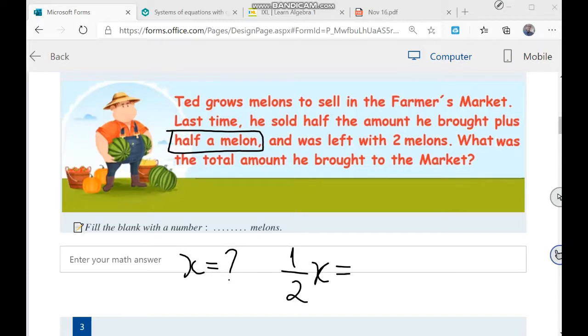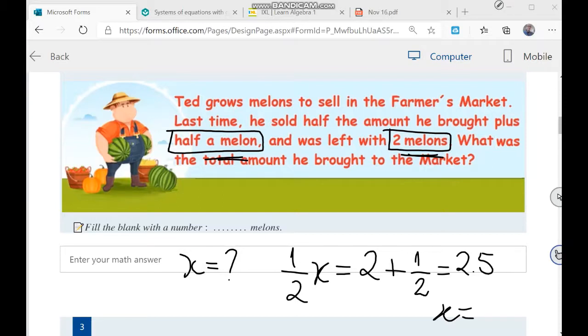Well, 1/2 of x is going to be 2 melons plus what? Plus half a melon, because he sold half plus half a melon. The other half is going to be these 2 melons plus this half a melon. And this is going to be 2.5, right? To find out x, you're going to multiply both sides of the equation by 2.